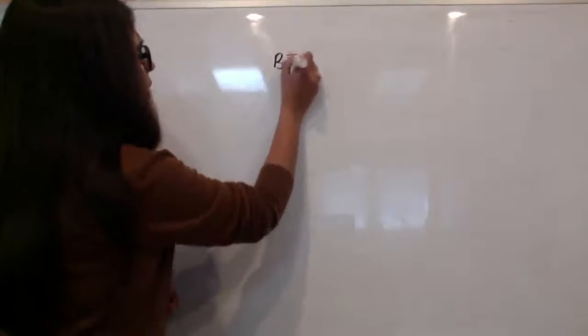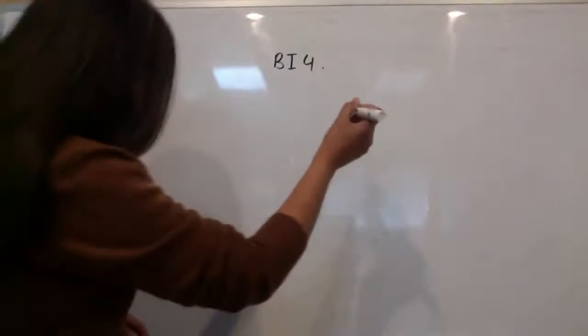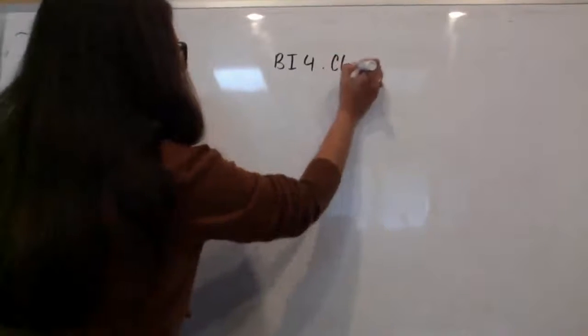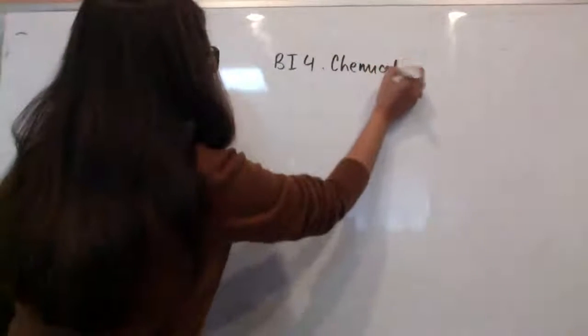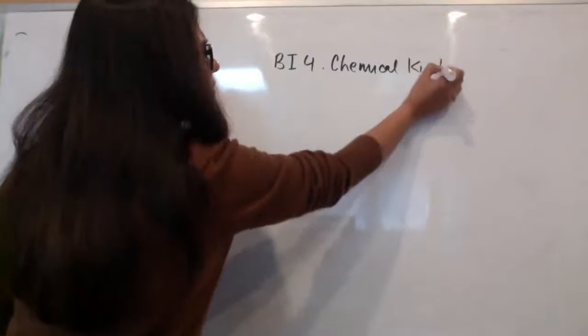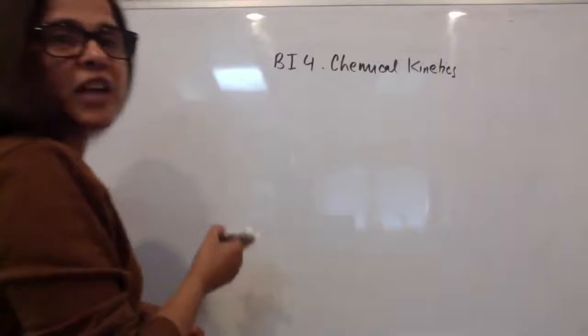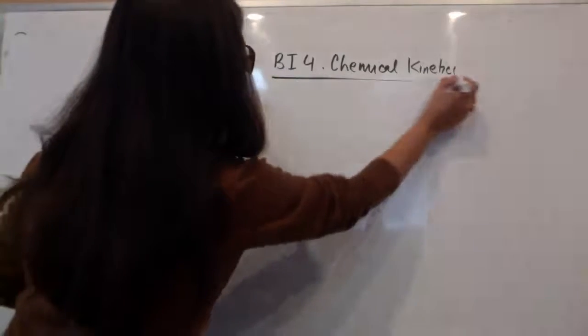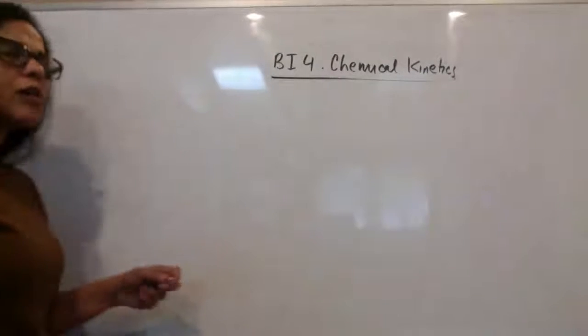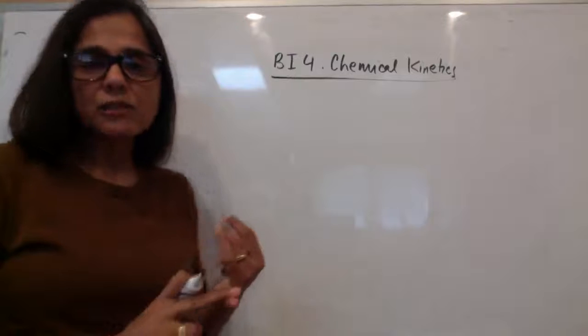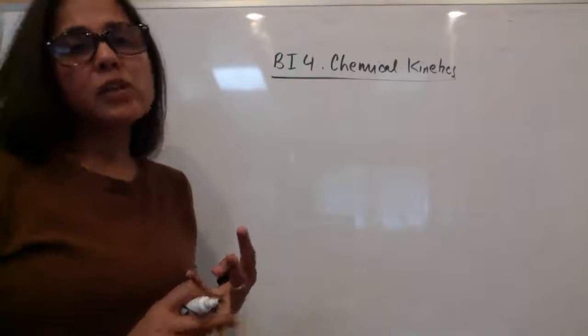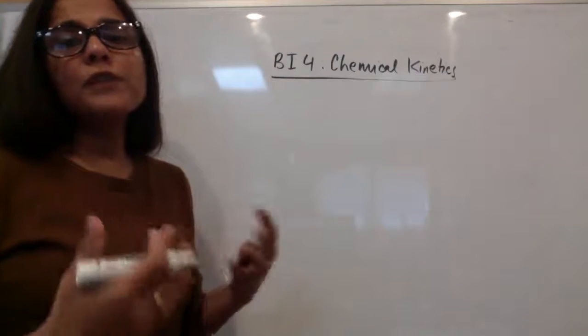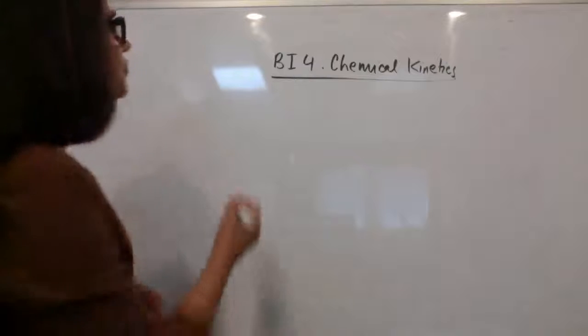So big idea 4 is chemical kinetics. And in chemical kinetics, we are interested in figuring out, first of all, what is the rate of reaction and what is the impact on the rate of the reaction of different things that you change.